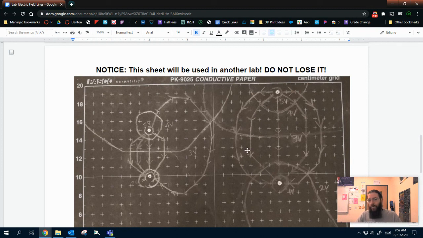And so remember, the arrows point in the direction a positively charged particle would be pushed. So if you put a proton here, it would be pushed along these field lines. So just compare and contrast that. Give me a couple of sentences, a couple of reasons why these two things are similar, and a couple of reasons why these two things are different. And that'll be it for your lab.